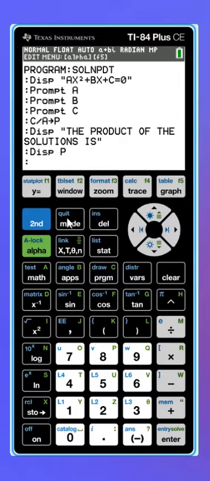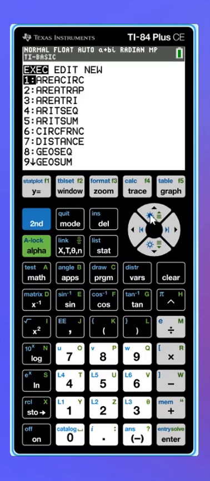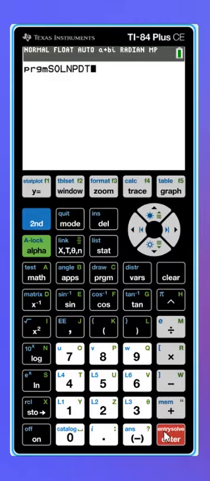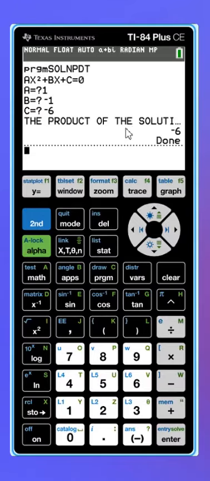Okay, so now let's double check and make sure that the program works. So we're going to go to solution product, and I have a quadratic that is in the form 1, it's AX² minus X, oops, let me make that negative, -1, and then -6. So the solutions to this are 3 and -2, so I should get -6 as the product. Wahoo! It worked.